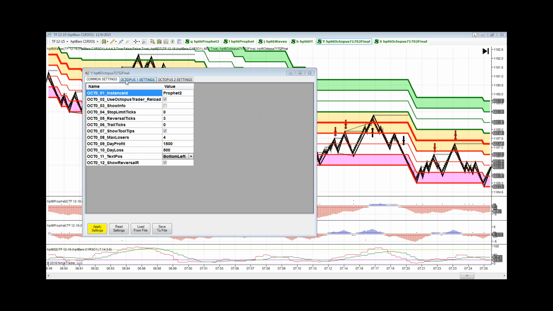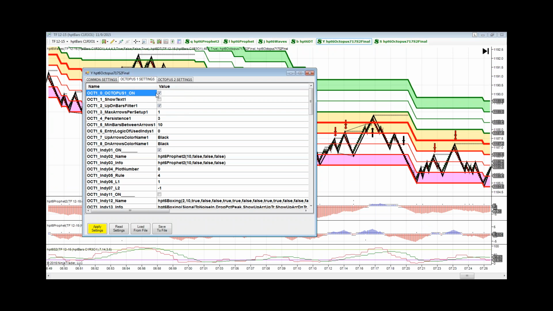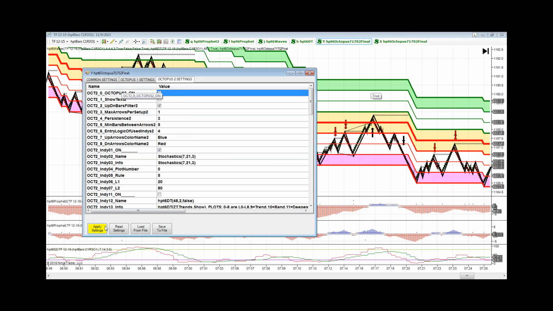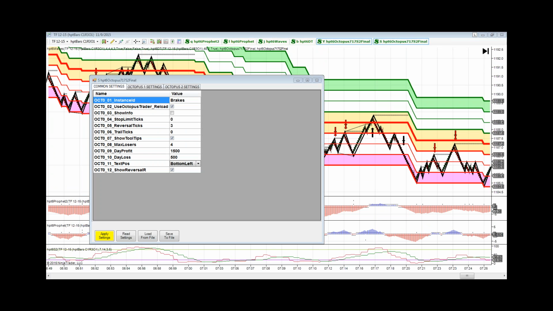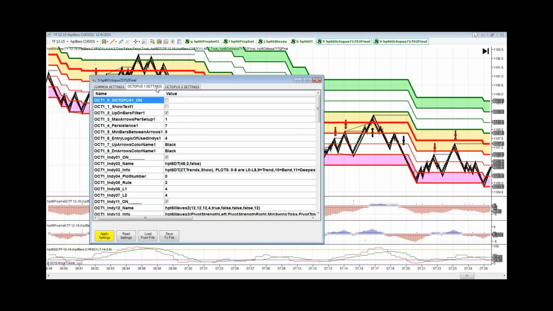We switch over to this octopus, which is the profit. We're going to turn that off. We're going to click here, turn that off. We're going to apply it, and then we're going to jump on the second one, which is the brakes, and we're going to turn it on and apply, and we're going to move forward on that.